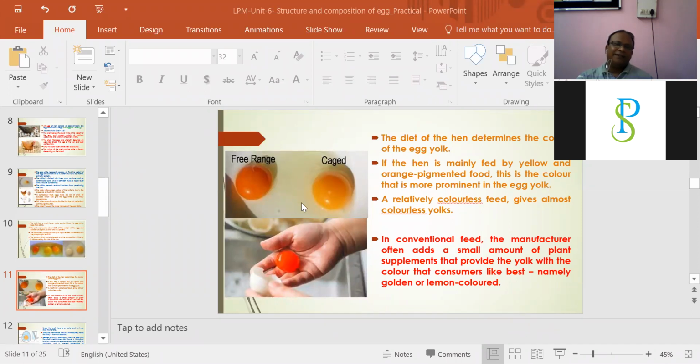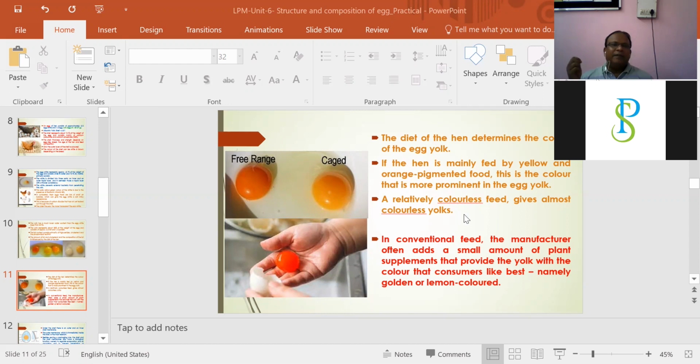Birds reared in cages have a slightly yellowish yolk, and birds reared in a free range system have a deep orange yolk. A colorless feed gives an almost colorless yolk, and when feed has no colored pigment, the color of the yolk is whitish.